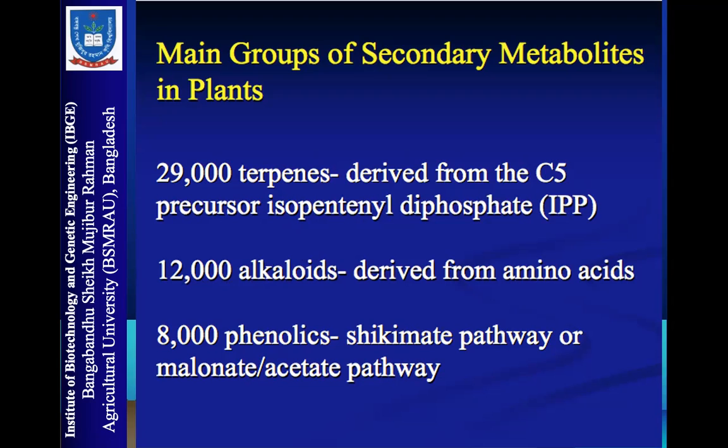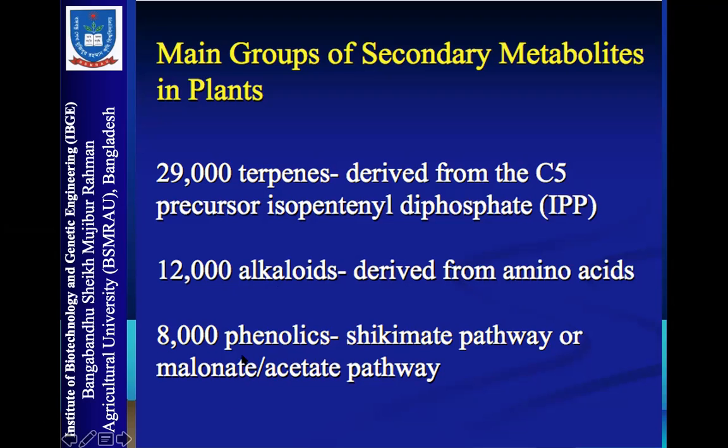Alkaloids contain nitrogen because they are derived from amino acids, and they are very powerful compounds. For example, nicotine, caffeine, morphine, cocaine, and heroin are all alkaloids. This is why, from ancient times, people have used alkaloids as drugs as well as medicine.